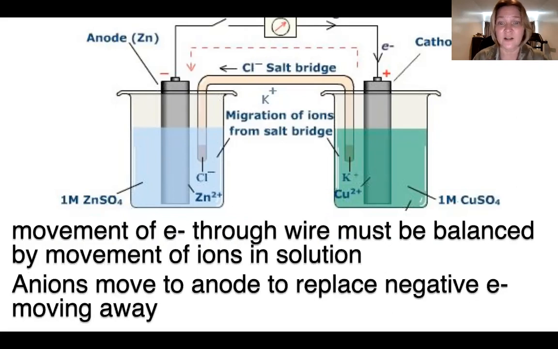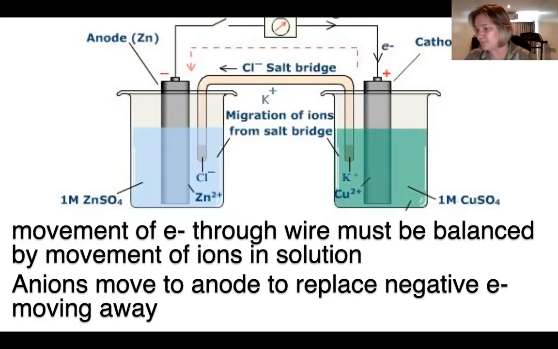The movement of electrons through the wire must be balanced by the movement of ions in solution. And that can happen through either, this example is a salt bridge. So you can either have a porous barrier where the anion can cross through the porous barrier, but the metal ions cannot, or you can use a salt bridge if you're completely separating the half cells. Anions move to the anode to replace the negative electrons that are moving away.